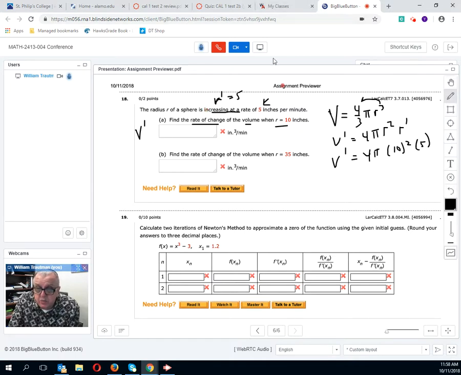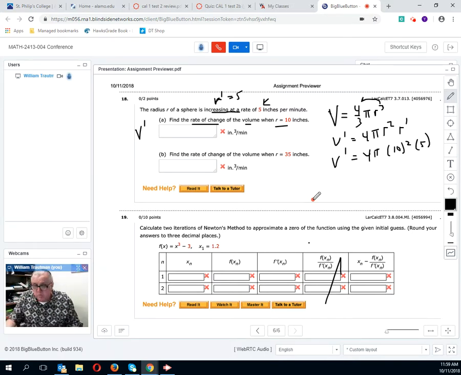Number 19, we won't have Newton's method on the test, so don't worry about number 19. Well, I only did 30 minutes. I thought I did a lot longer. But that is pretty much the test review. Let me see if that was it. Yeah, that is the test review. Just know how to use the different rules in here.